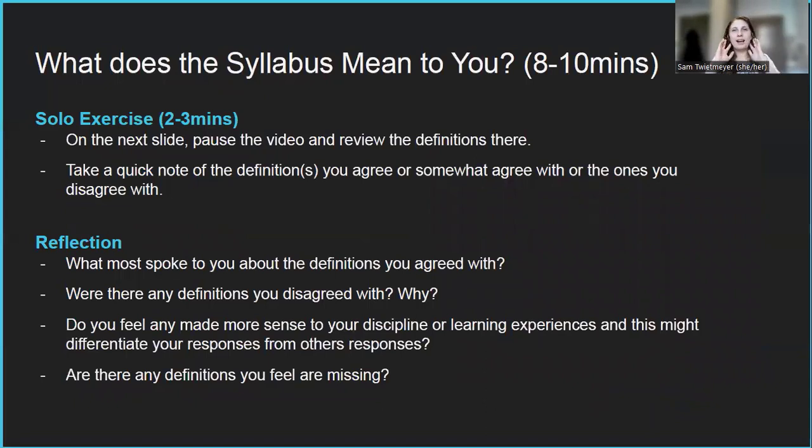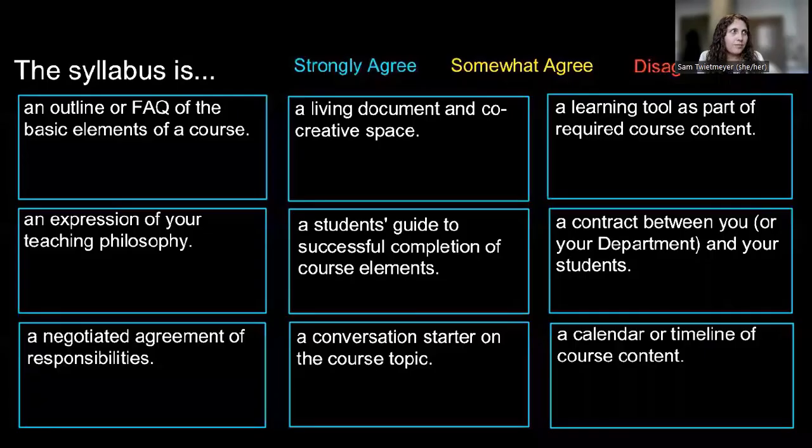So before we move forward, I have another reflection activity for you. And this is to consider what a syllabus actually means to you as a document in your course structure. So first of all, you can pause the video and just take a couple of minutes and review and look over this slide and take a note of which of these definitions you strongly agree with, which you maybe somewhat agree with, and which you disagree with.